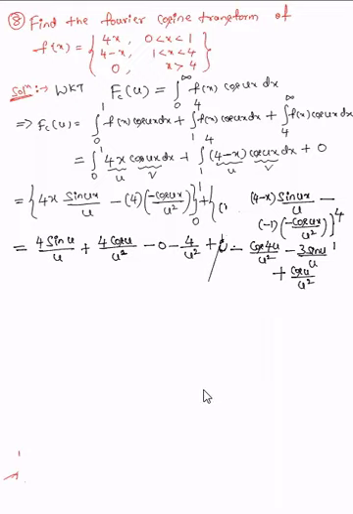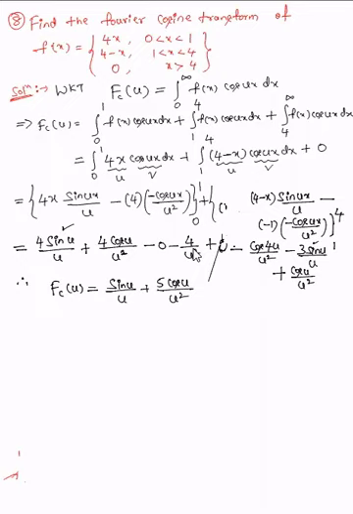Now simplify this. So therefore finally, fc of u equals, now this is 4 sin u by u minus 3 sin u by u. So 4 minus 3, 1. So it is sin u by u. These two I combine. Then this is 4 cos u by u square, this is plus cos u by u square. So 4 plus 1, 5. So it is 5 cos u by u square.